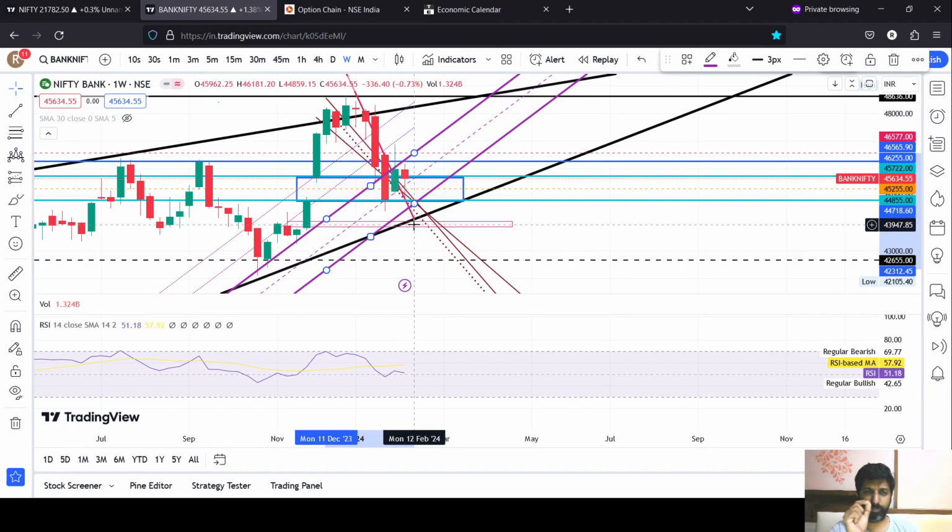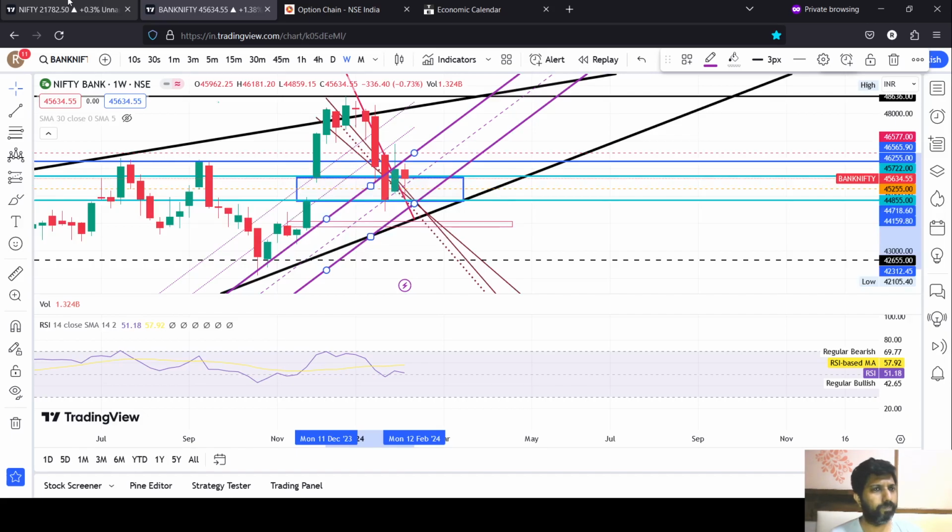a long unwinding here, which will take the price lower. There is also one gap which I had highlighted, 43 something. That gap is from a very long time, so even that gap is not yet filled. So if these levels are retested, that is 44,000, then we may come down to see the gap fill for this particular gap as well.